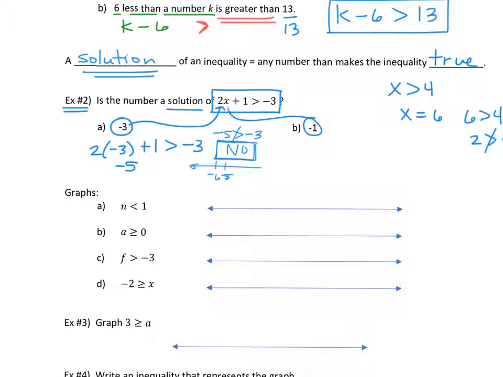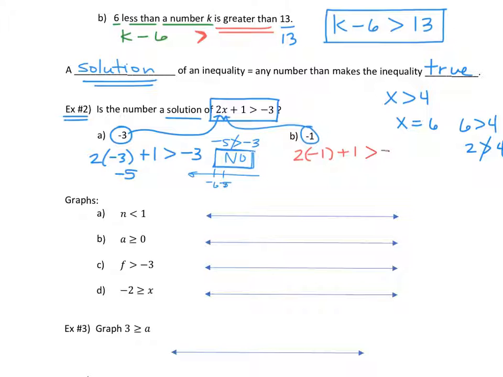So now we're going to take this number and we're going to plug it in here. Let me switch colors so I'm not confusing you with what's what. So it's going to be 2 times -1 plus 1 is greater than -3. What's 2 times -1? -2 plus 1 is greater than -3. What's -2 plus 1? -1. So this is saying -1 is greater than -3. Is that true? Yes. That is true, right?